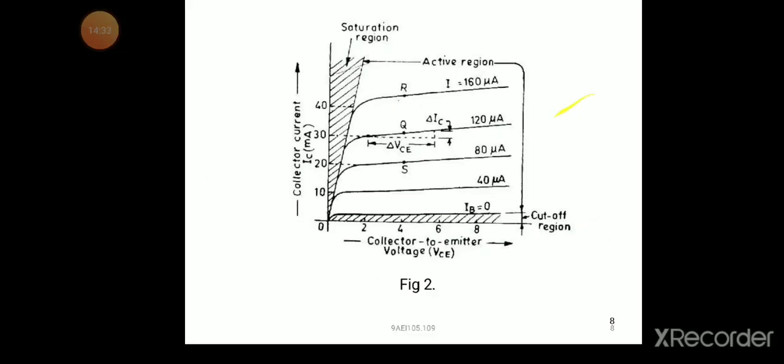The next is the saturation region. Saturation means both the junctions, the emitter junction and the collector junction, are in forward bias. What happens is that the voltage we applied at the collector junction makes it forward biased.